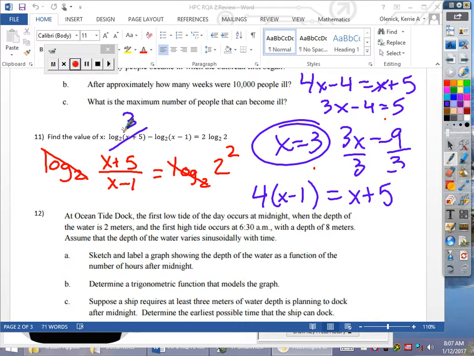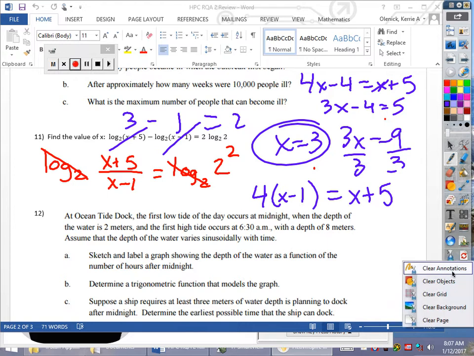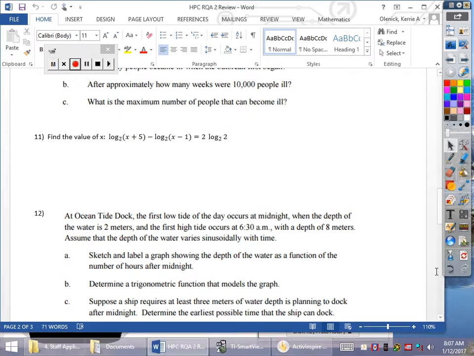Okay, so if I plug in 3, 3 minus 1 is 2. 2 to what power is 2? 1. 3 minus 1 is 2, right? And then 2 to the what power is 4? 2. So 3 minus 1, this is 2. 3 minus 1 equals 2. It works. Okay? It's not necessary to do that. I was just showing you that your answer worked. Unless, I guess, if it said justify, then that would be a good idea.